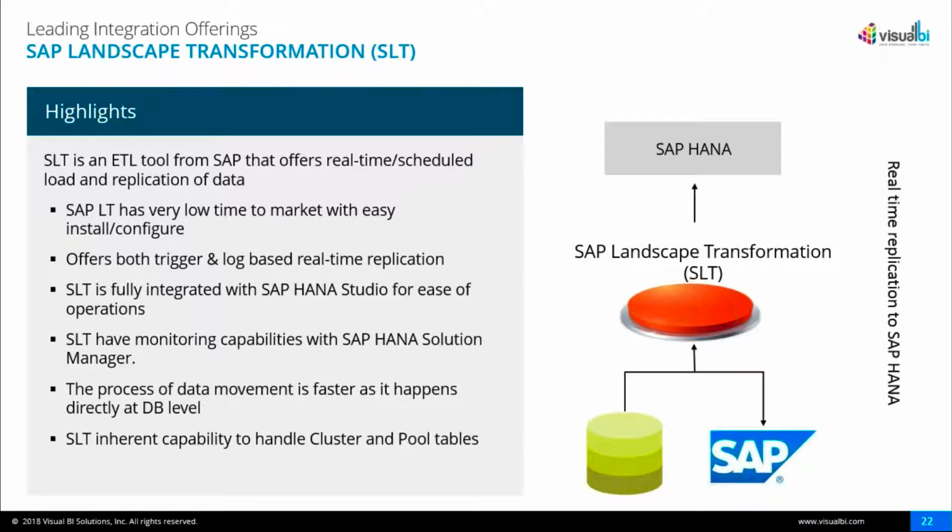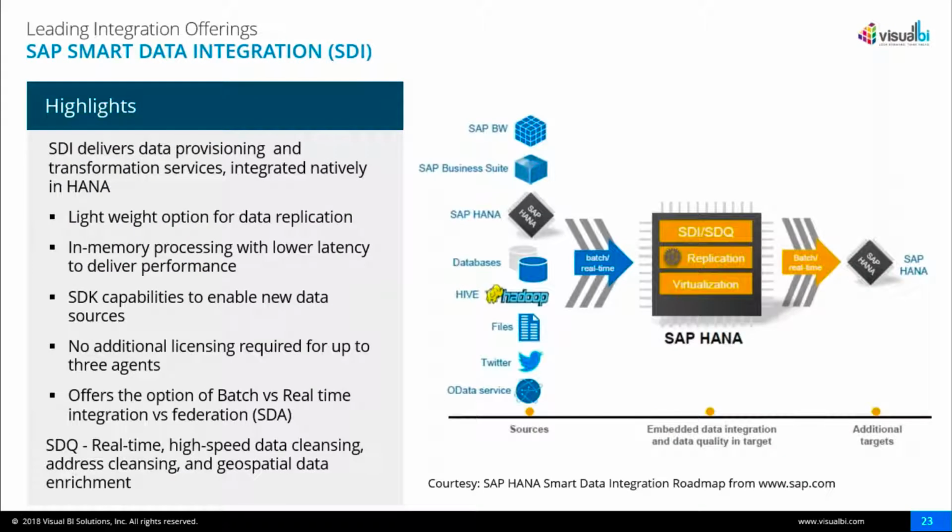SAP Smart Data Integration is an ETL tool that is integrated into HANA. It offers data provisioning and transformation capabilities in memory. It can do batch processing, it can do real time, and it can also do federation through smart data access. It can actually virtualize tables for you. Everything happens in memory because it is part of HANA. And smart data quality offers a real-time, high-speed cleansing and data enrichment opportunity. This is one of the lightweight options used for data replication.